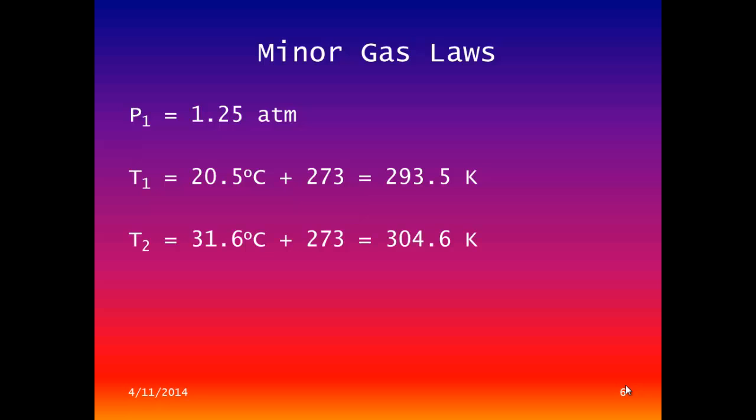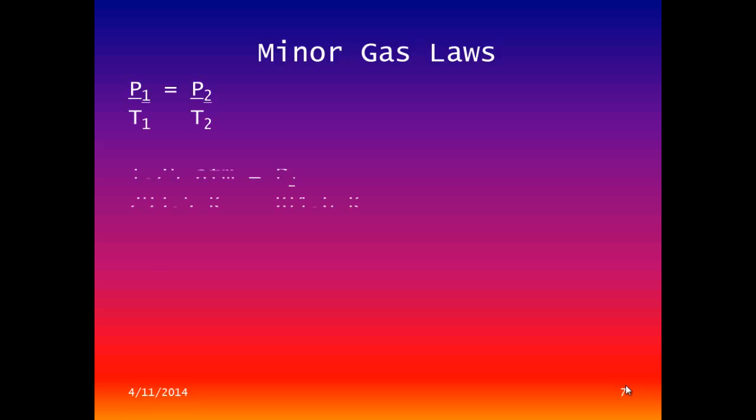It says that the temperature is being raised to 31.6. Add 273, get 304.6 Kelvin, and that's T2. And then we're looking for P2. We know it's going to come out in atmospheres because that's what our first pressure is in. Once you've got your list, you can plug your numbers into your equation. Remember, for a test or a quiz, this is the step that I need to see. This is the minimum amount of work. We need to see where your numbers are going. Pressure 1 divided by temperature 1, pressure 2 divided by temperature 2.